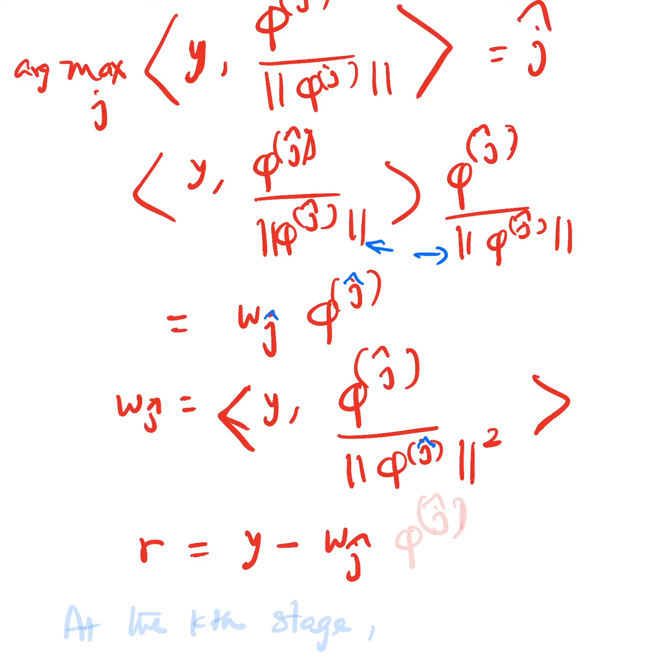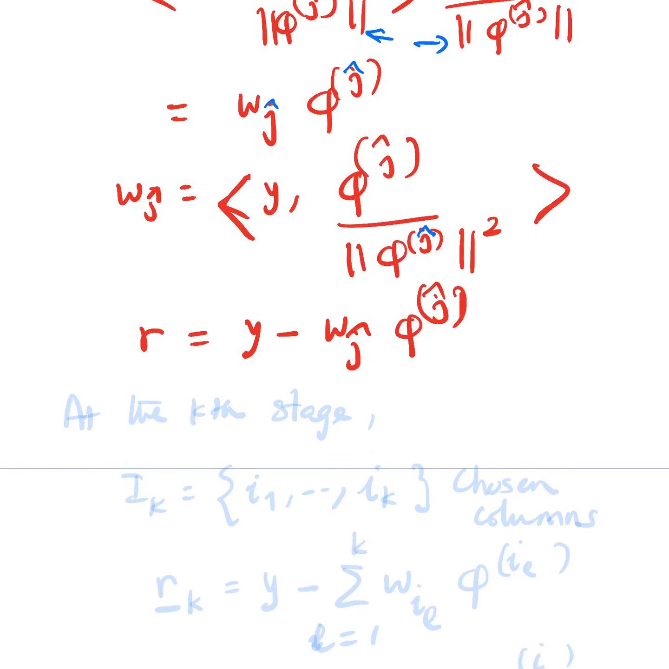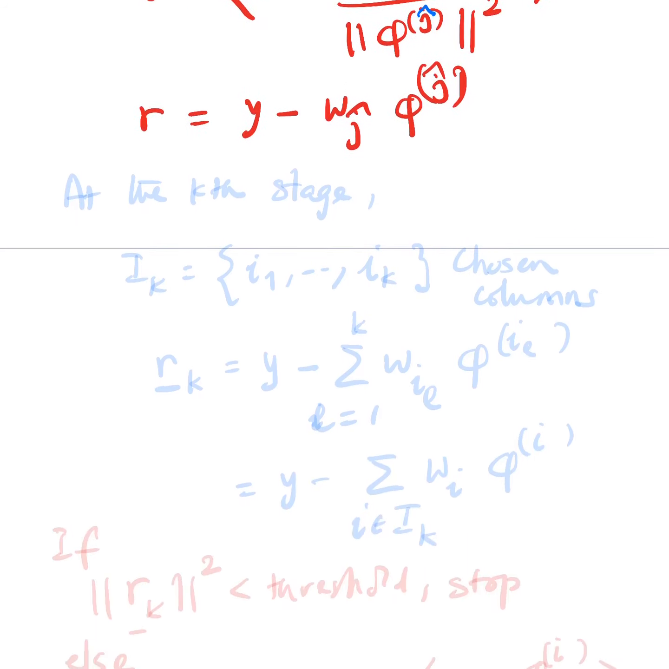Let me correct the notation. Phi j hat, right? And now I'll apply the same procedure again among the remaining columns, to find which one is the best aligned. So I can formalize this into an iterative scheme, and let me do that.